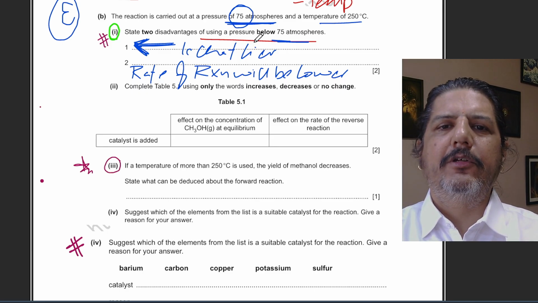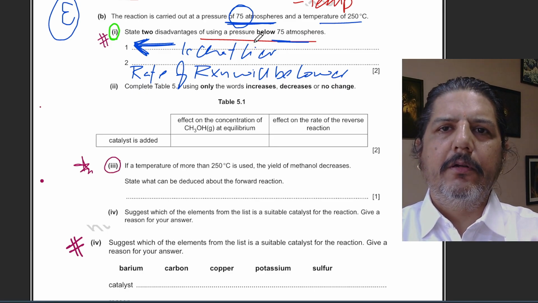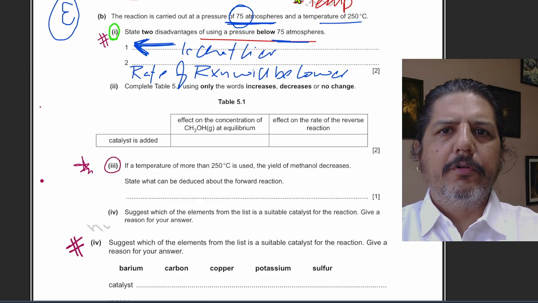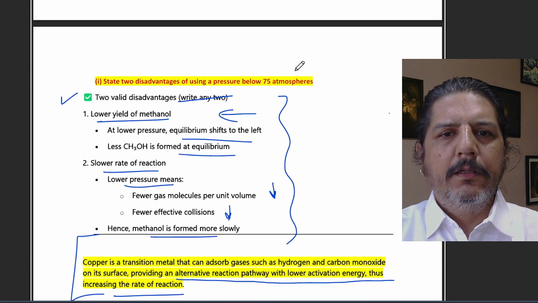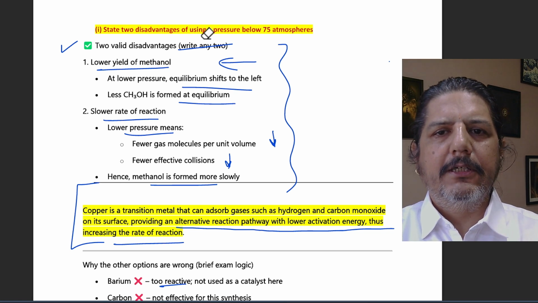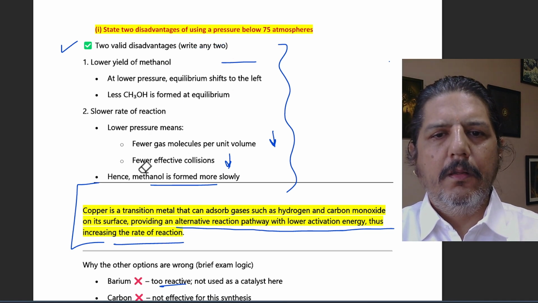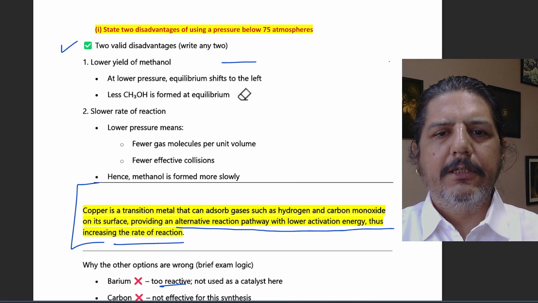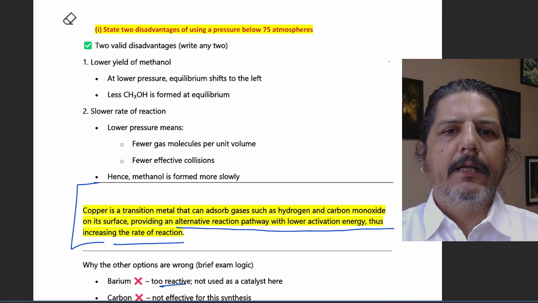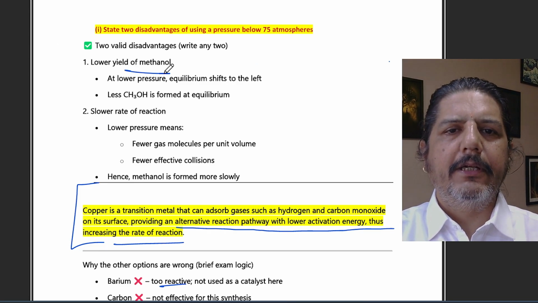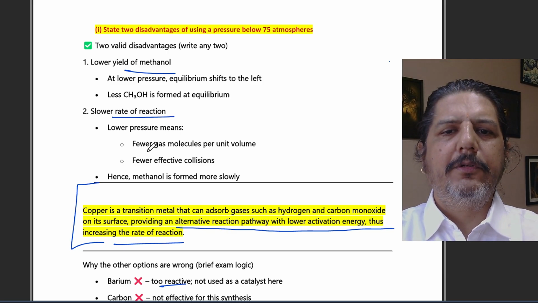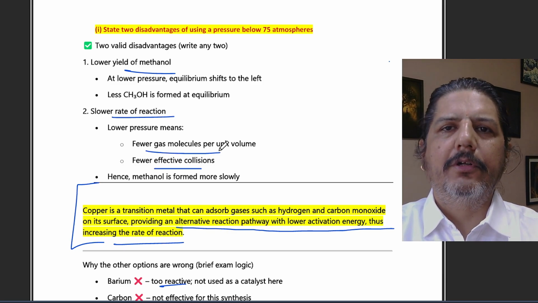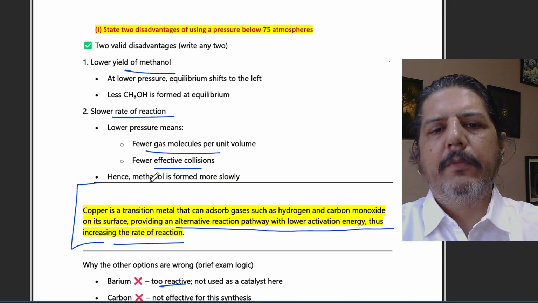So the first disadvantage is that as per Le-Chatelier principle, the equilibrium will shift in the backward direction. The second disadvantage will be the rate of reaction will be lower. Why? Because number of collisions would be lesser. So that is what is mentioned here. Lower yield of methanol, this comes from Le-Chatelier principle. Lower rate of reaction: lower pressure means fewer gas molecules per unit volume, fewer effective collisions, so methanol is formed more slowly.